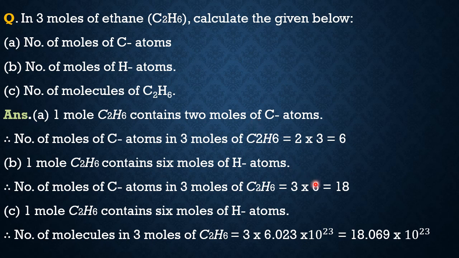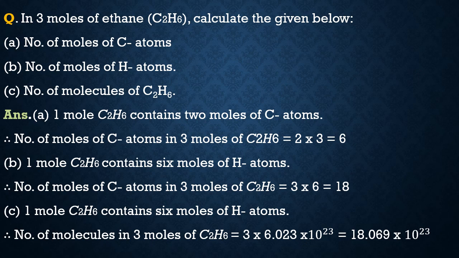Number of molecules of ethane. So 1 mole means this. What about 3 moles? Therefore, the number of molecules in 3 moles of ethane equals 3 into this much, in terms of Avogadro number. So these many molecules are there in 3 moles, because 1 mole of ethane contains 6.022 into 10 to the power 23 molecules of ethane. Multiply by 3 moles. This is the answer.